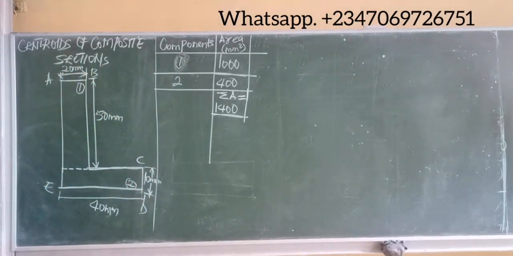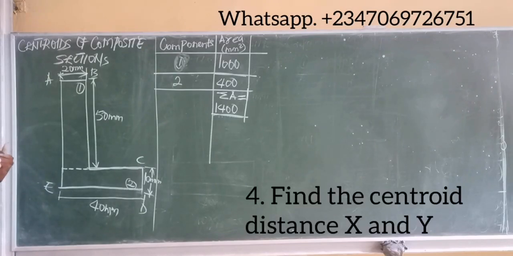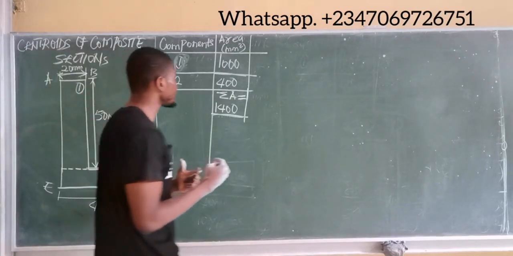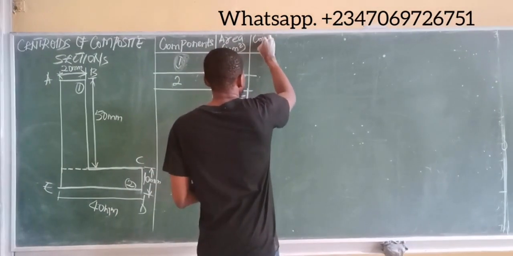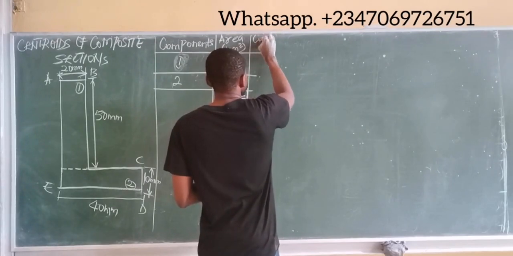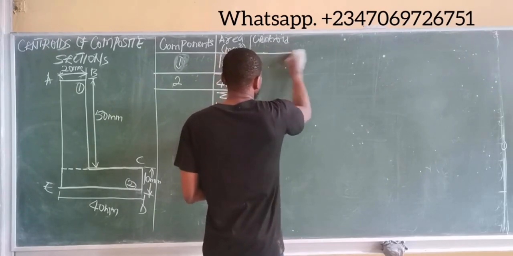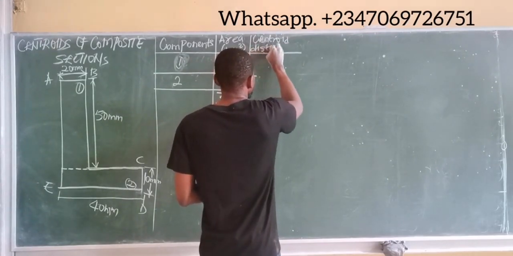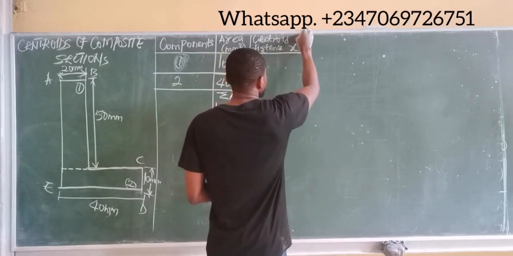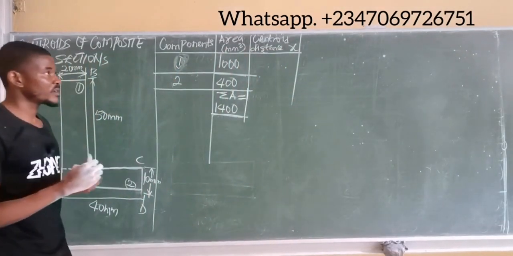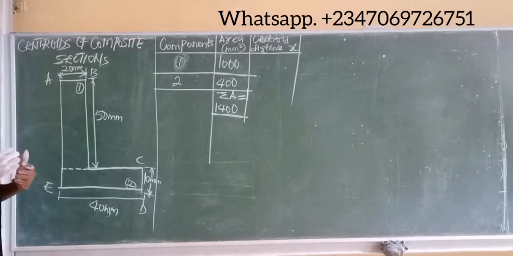Now, after obtaining the areas of these components, the next thing to do is to find what is called centroidal distance. Now, we have centroidal distance y, we also have centroidal distance x. So I'm going to explain that for you guys. We'll start with centroid distance x. So we have to find the centroid distance for each of the components. We have centroid distance x and centroid distance y for each of the components.